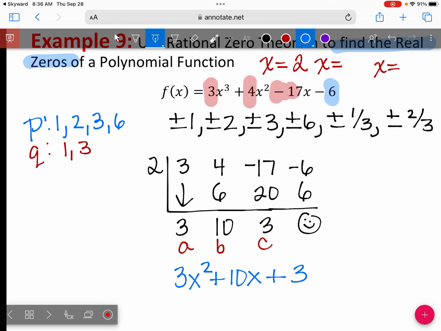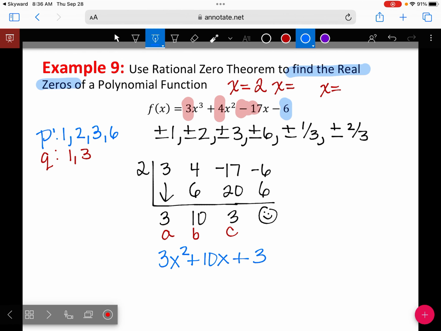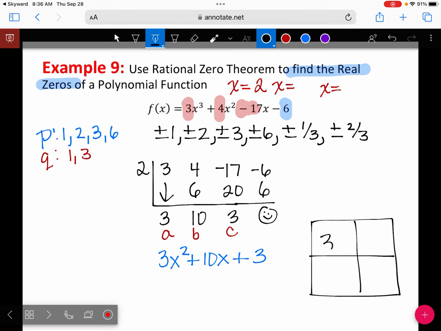Factoring is one of the foundational skills of algebra, of pre-calc. Like, you have to know how to factor. And that's how you find your other 2. So let's make your box. Put 3x squared here, and a 3 goes here.